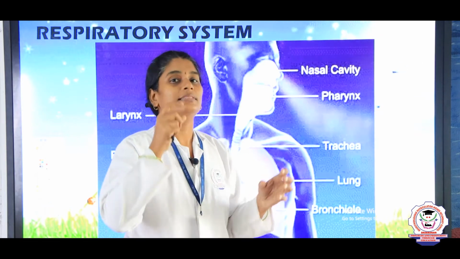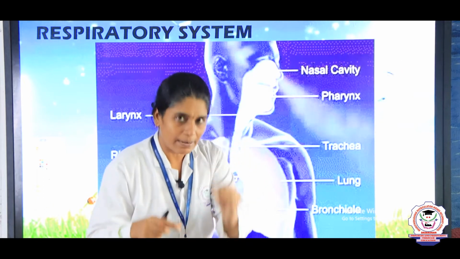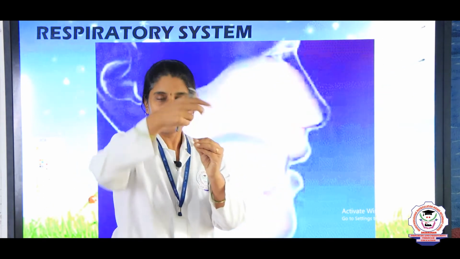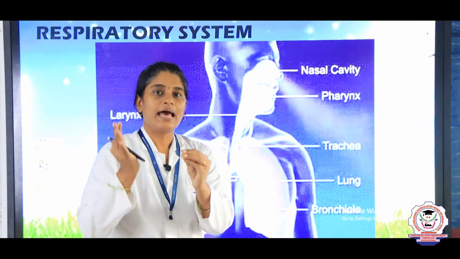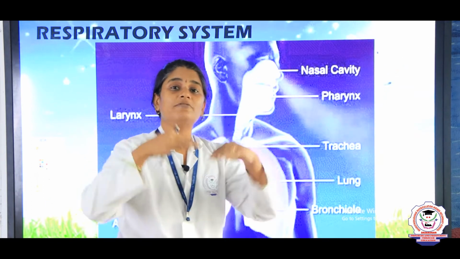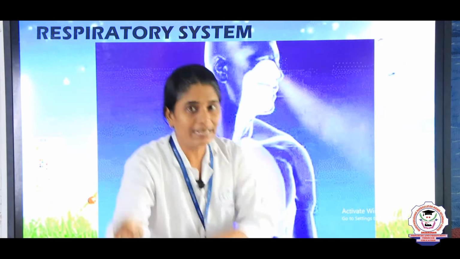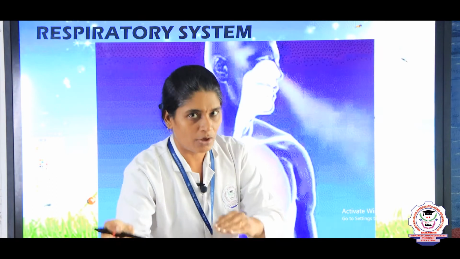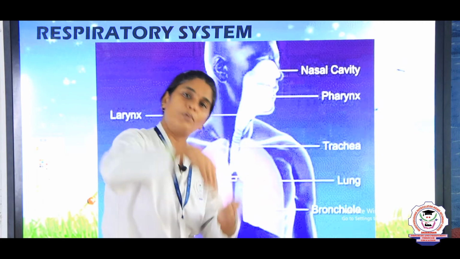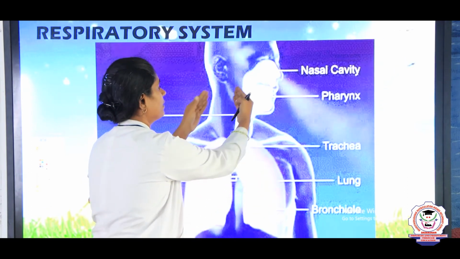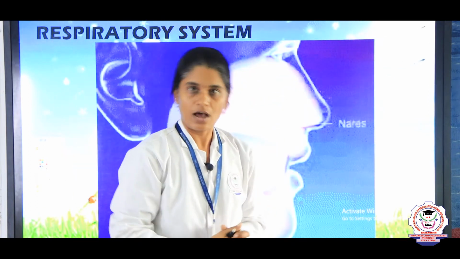Here, in the alveolus, the oxygen enters, and the alveolus is covered with blood capillaries, so the exchange of gases takes place here. The oxygen present in the alveoli enters into the blood, and from the blood the carbon dioxide enters into the alveolus. The carbon dioxide then travels through the bronchioles, bronchi, windpipe, larynx, pharynx, and nasal cavity, and is exhaled out. Okay.